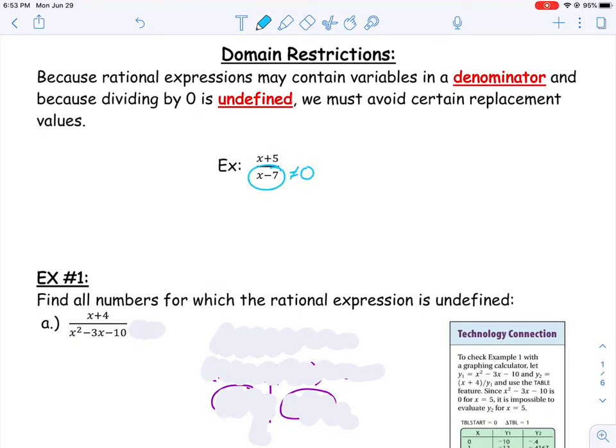because we can't divide by 0. And so if we take that x minus 7, and we have to figure out what it can't equal in order to be 0, I can make a little equation and solve by adding 7 to both sides, and I end up getting x can't equal 7. X can be anything else except for positive 7, because plugging in a positive 7 would cause a 0 in that denominator. So we have to be careful of those domain restrictions.